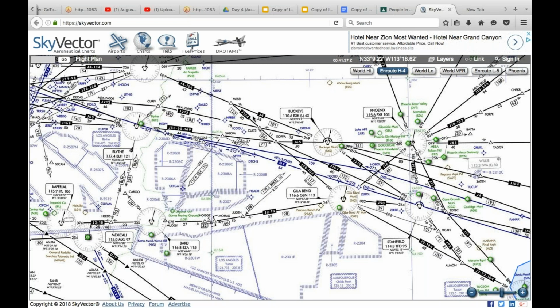And once again, just to reiterate what Davis said, when we get into the approach charts and stuff like that, that's when you're really going to start using those distances.